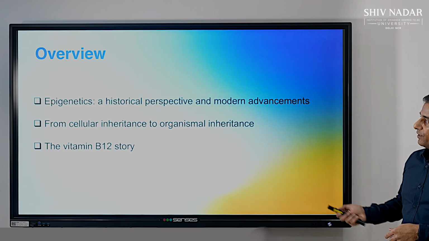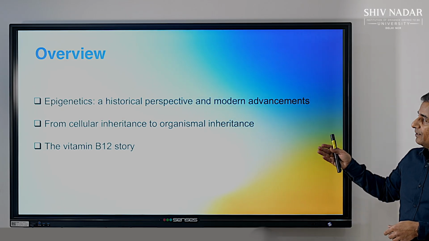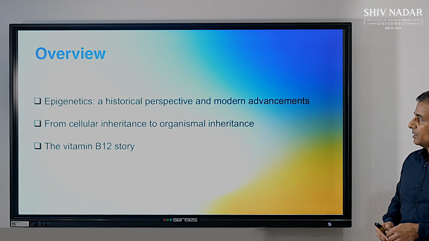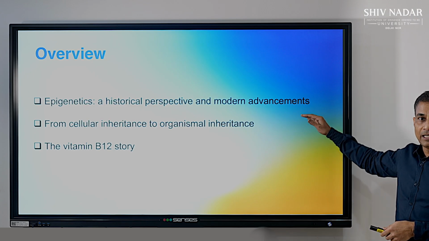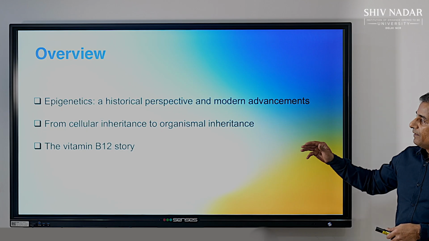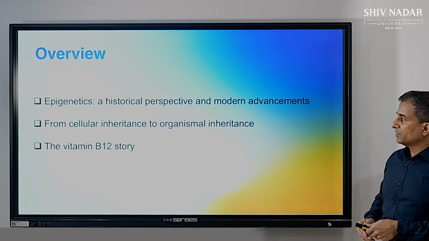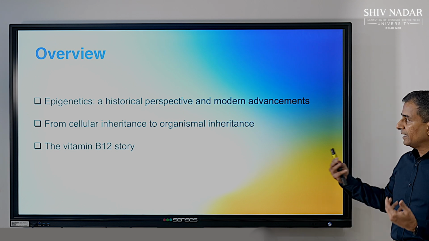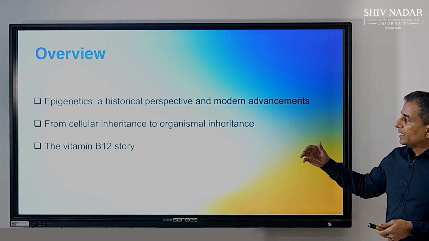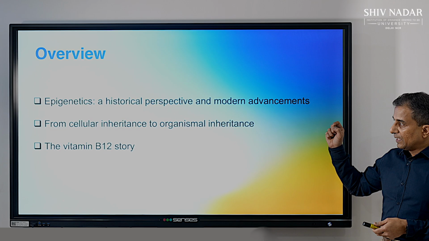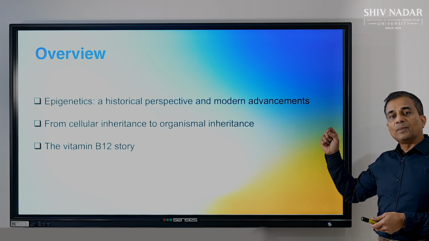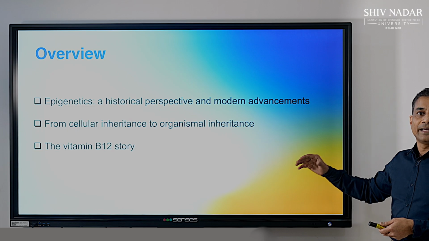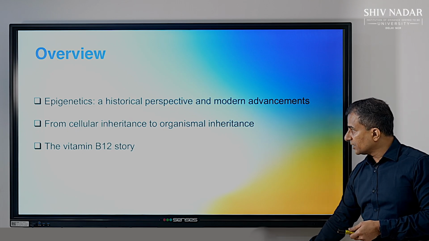So the talk is divided into three parts. This is the overview of the talk, and what we'll first understand is, as I said, epigenetics. I'll give a historical perspective and also talk about some of the modern advancements in this field. And then finally, we talk about cellular inheritance versus organismal inheritance. Then we'll understand about human physiology and again the role of epigenetics. And then I'll take a single story about one vitamin, vitamin B12, which plays a central role in epigenetic inheritance.